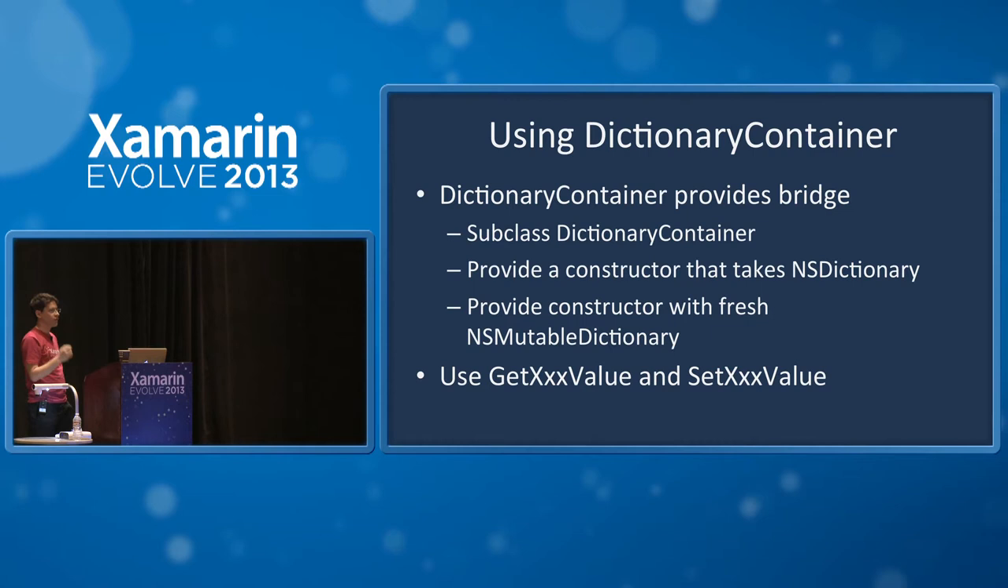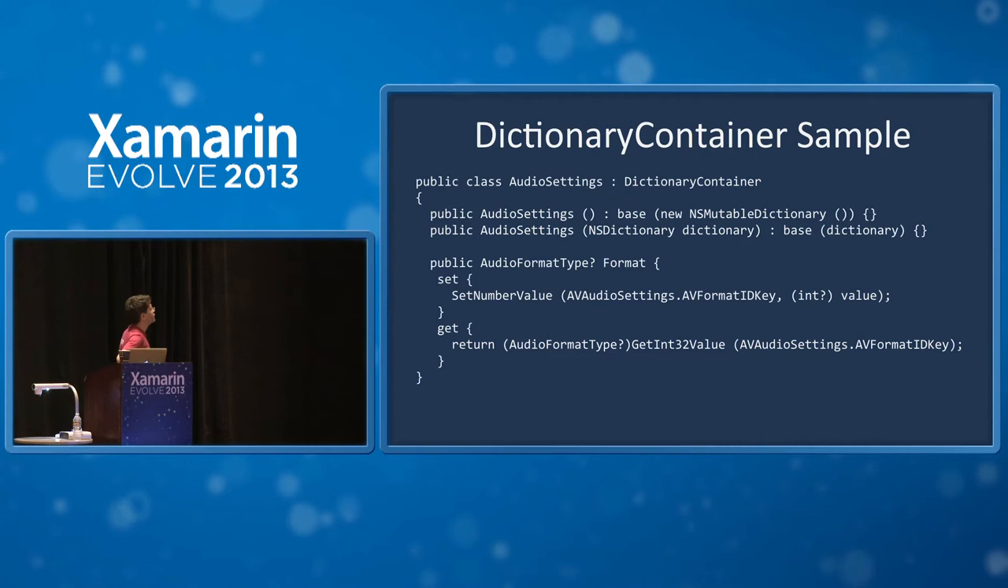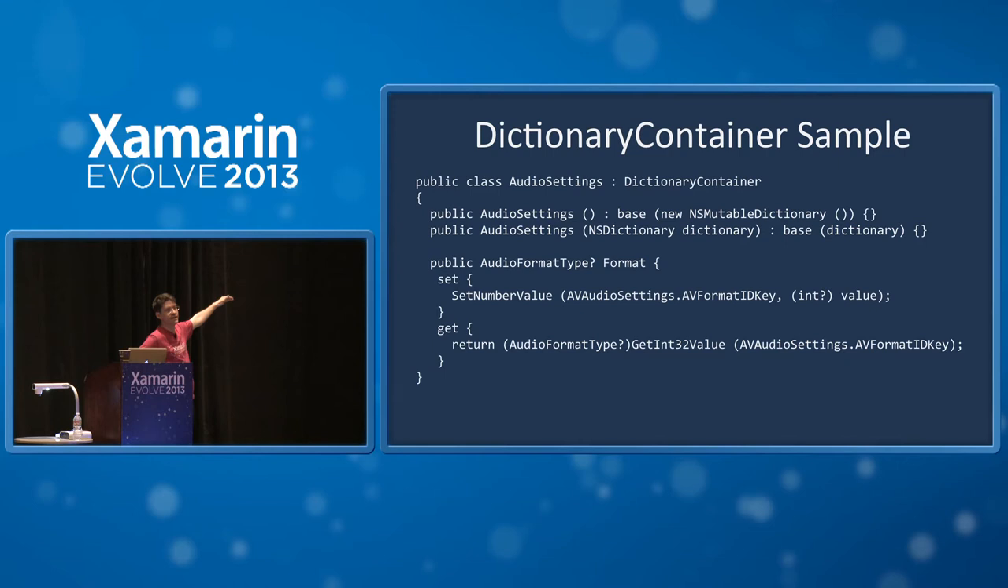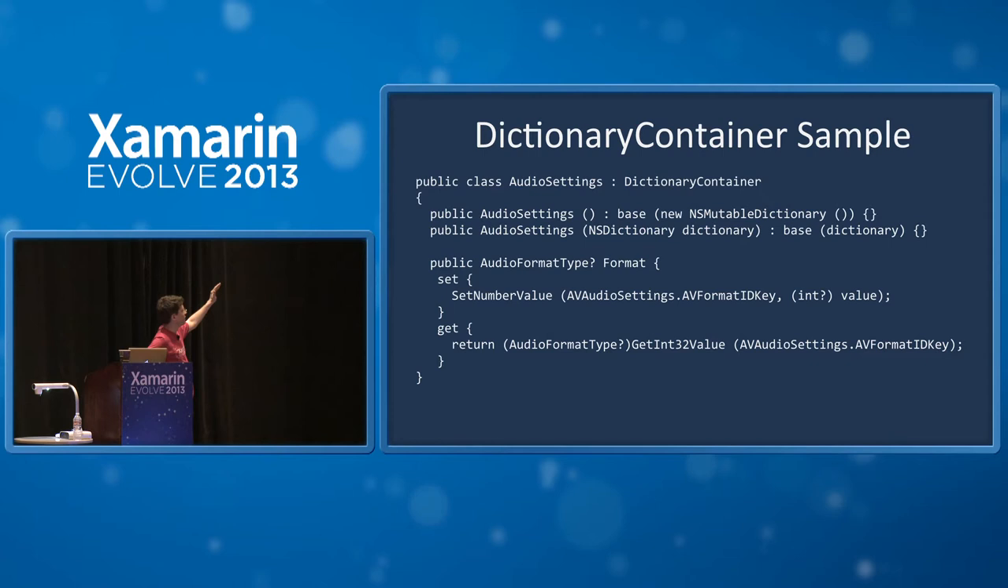This is how you implement it. This is just a snippet of the actual class. I just show a property. But I'm creating my audio settings. The first two lines are boilerplate code. It's your constructor that takes a dictionary and the NS mutable dictionary. All they're doing is chaining to the base class.